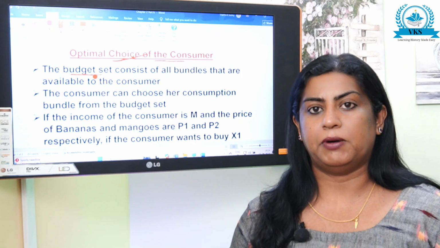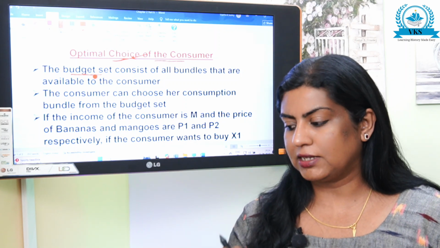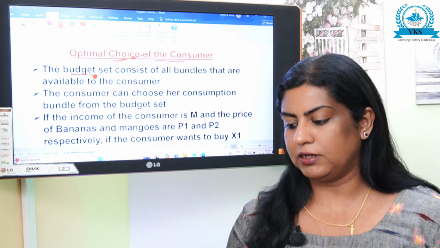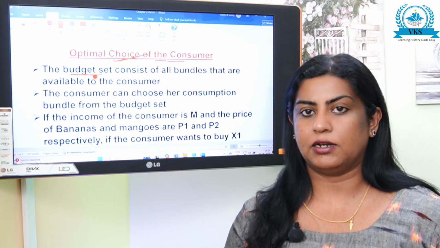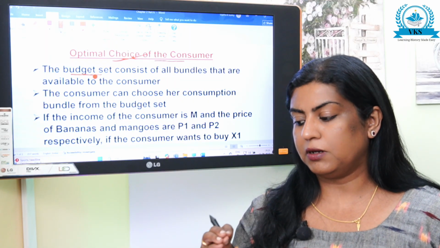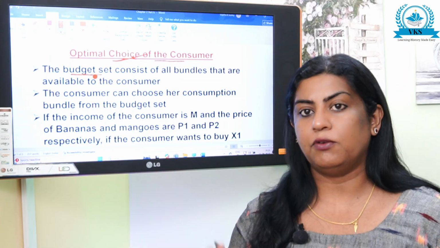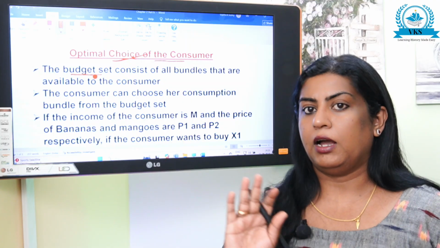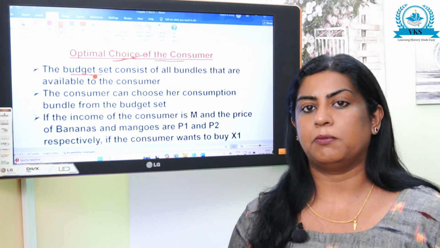So what is a budget set? A budget set consists of all bundles that are available to the consumer. The consumer can choose her consumption bundle from the budget set. I'll explain in a little more simpler words.